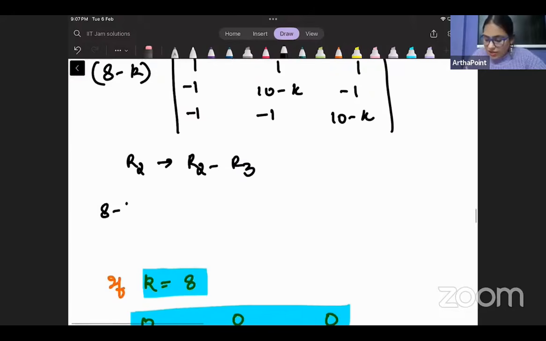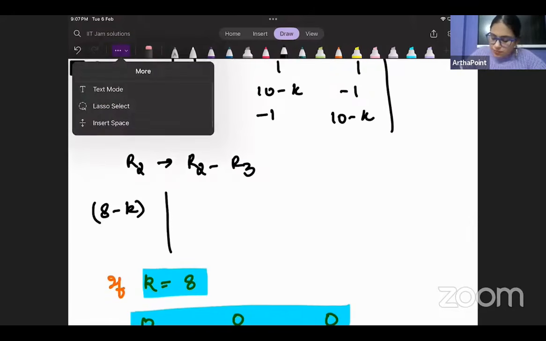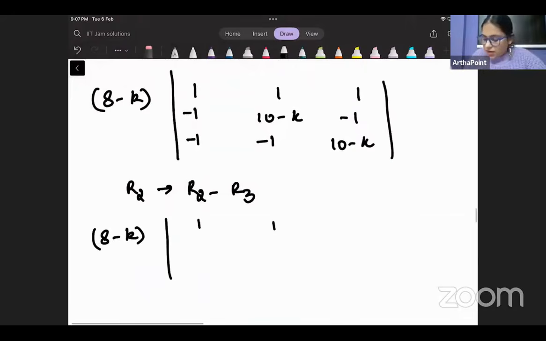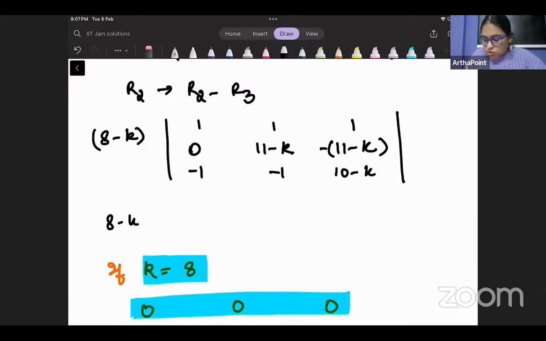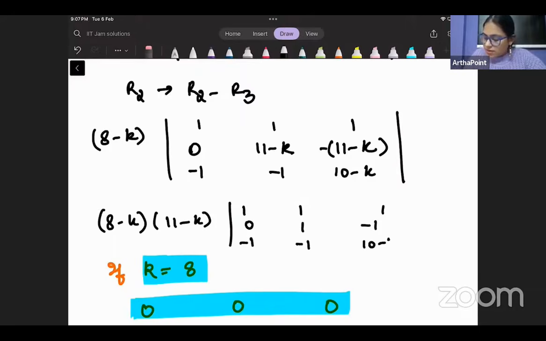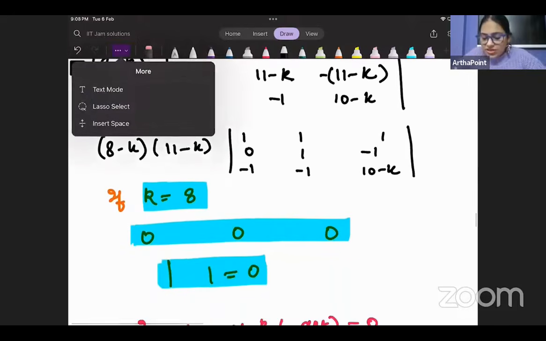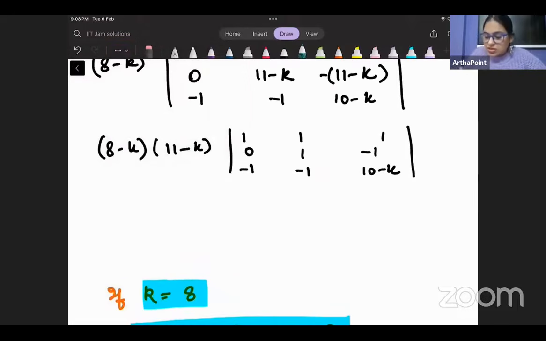क्या आ जाएगा बच्चे? I will get 8 minus k, 1, 1, 1, 0, 11 minus k, 11 minus k. This will be minus 11 minus k, minus 1, minus 1, 10 minus k. So I can take 11 minus k also out. So ये हो जाएगा 8 minus k, 11 minus k, 1, 1, 1, 0, 1 minus 1, minus 1, minus 1, 10 minus k.